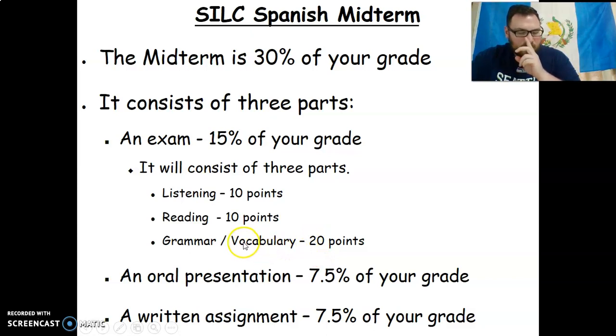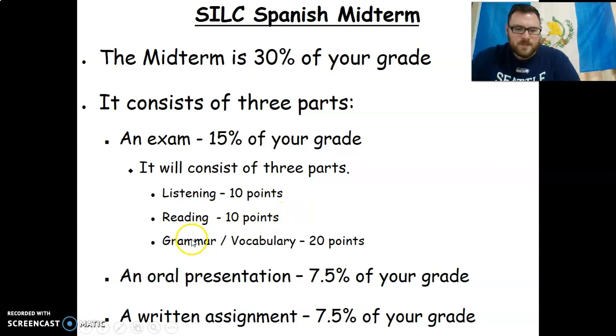I was going to try and make it a grammar part and a vocabulary part, but it was kind of difficult to separate them. So I just put them together. And you'll see why. They kind of go together anyway. So listening, reading, grammar and vocabulary, and then those are their points: 10 points, 10 points, 20 points, for a total of 40 points.